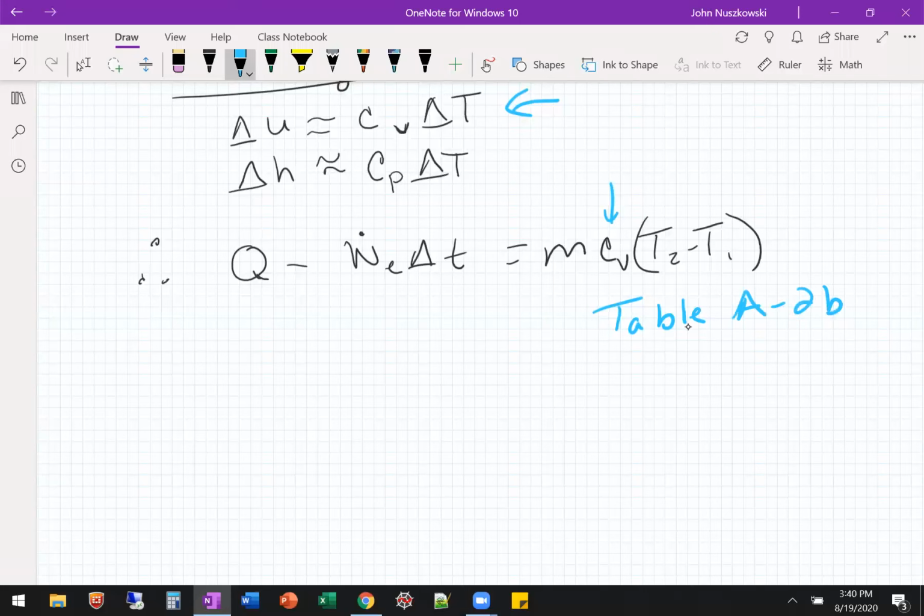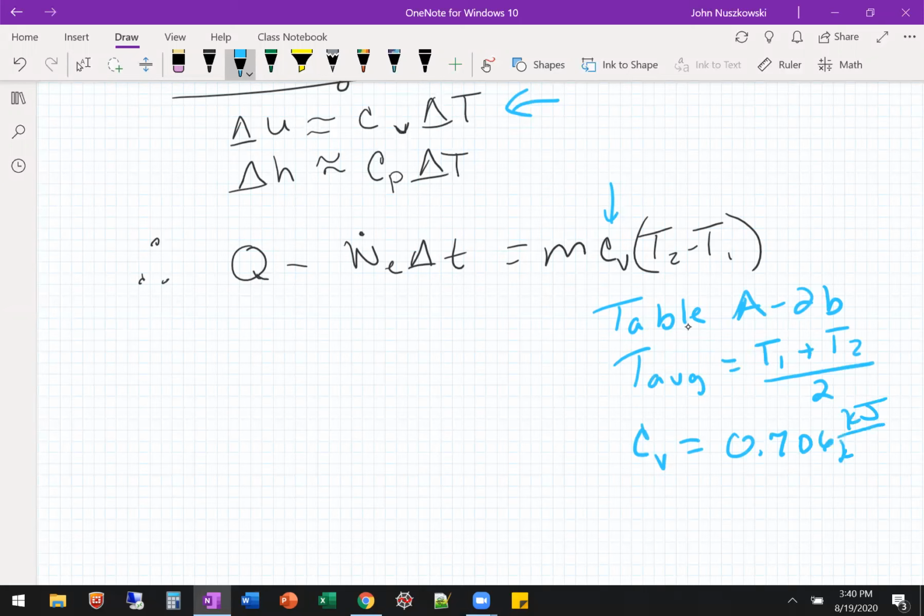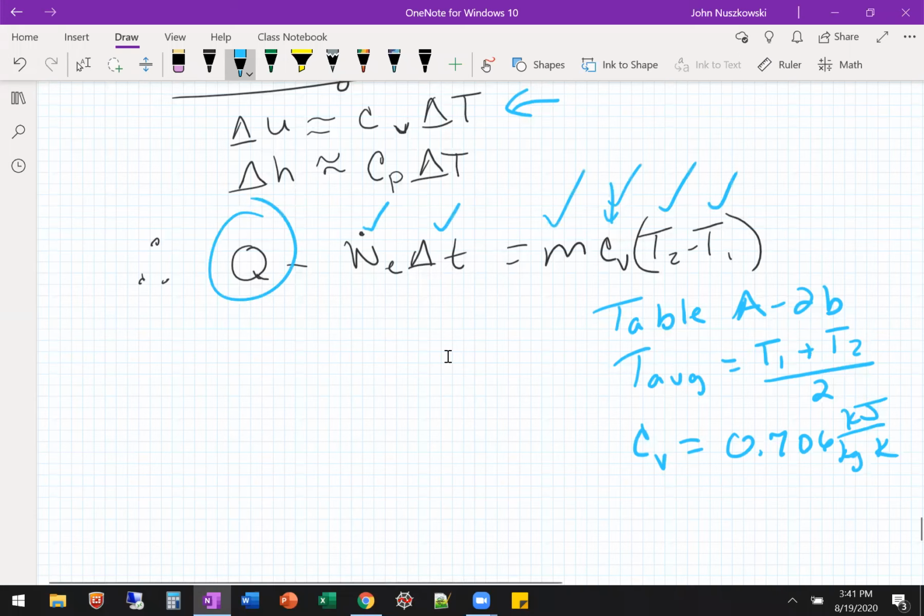Table A-2b, at T average, which is T1 plus T2 divided by 2. The CV is 0.706 kilojoules per kilogram K. So then we've got everything: we have our electric power, delta T, mass, CV, T2, and T1. So our last thing is heat.